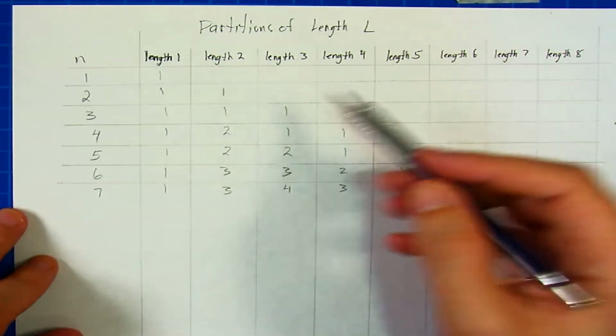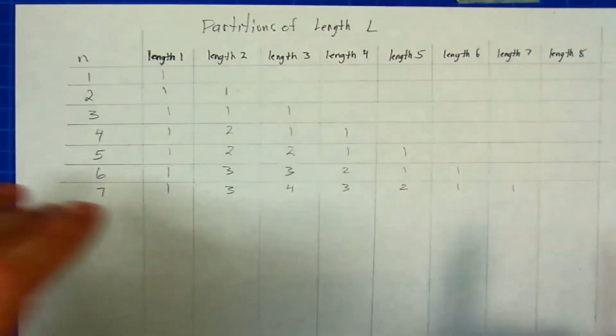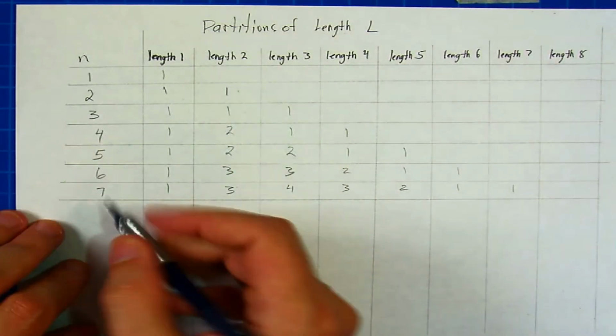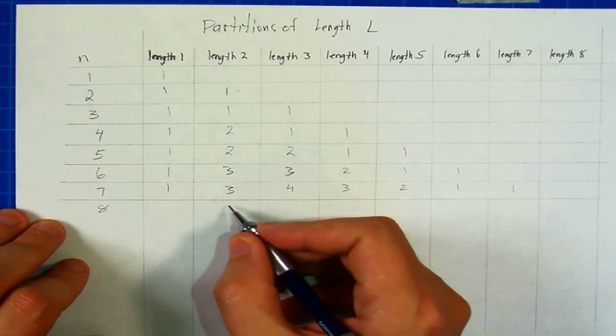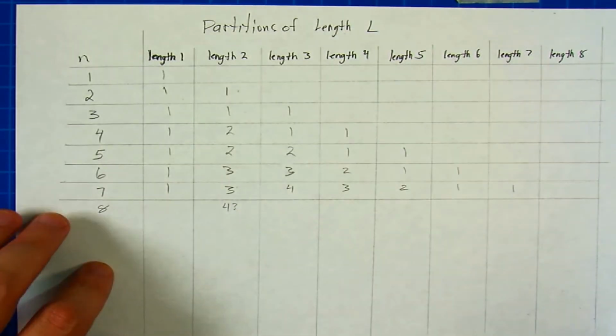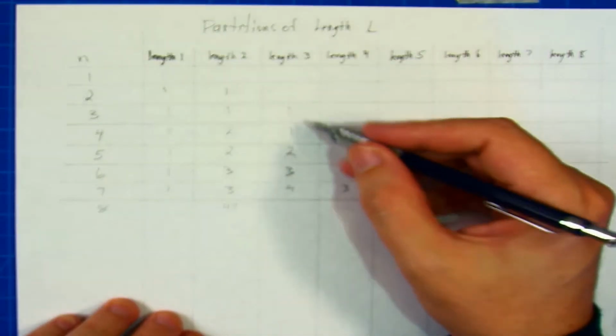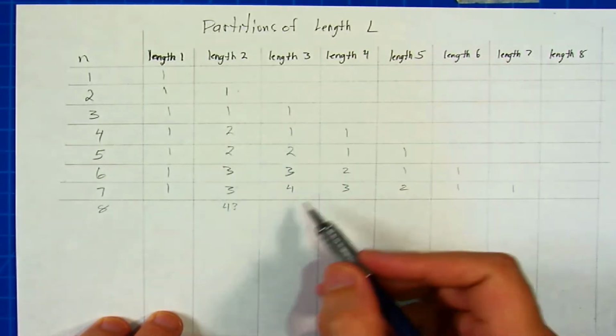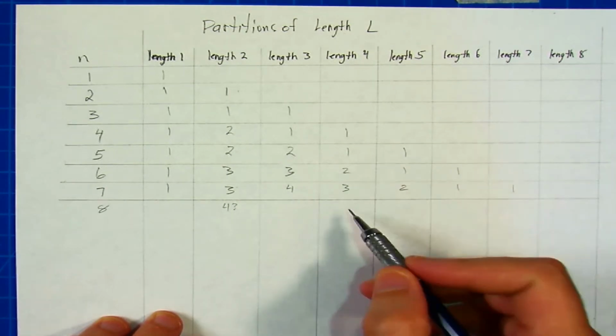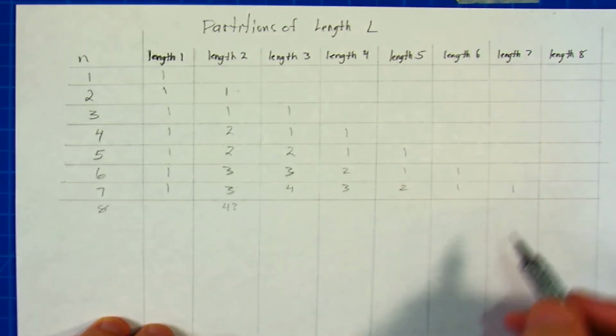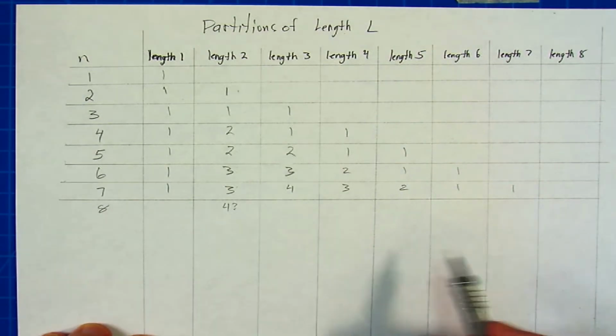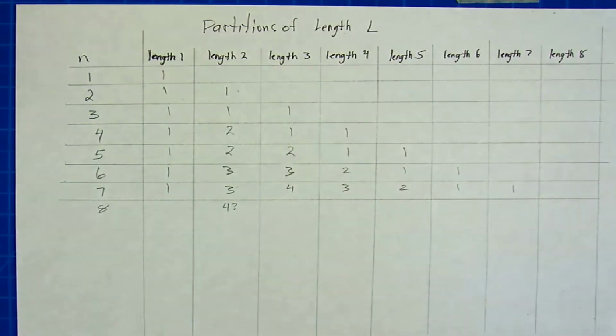For length 2, you have 1, 1, 2, 2, 3, 3. So you might predict that for number 8, you might get a 4 here. And I'll write a question mark because we're not really sure yet. What about here? 1, 1, 2, 3, 4. So you might think that's a 5. 1, 2, 3, is that going to be a 4? What is the pattern here? Is it really something simple? But unfortunately, it turns out that it is not.